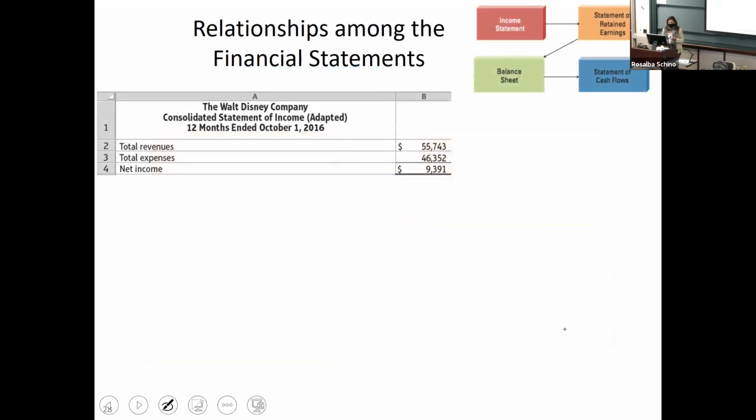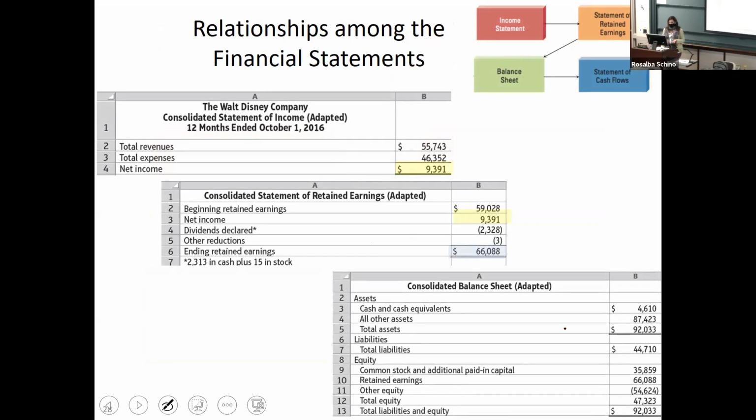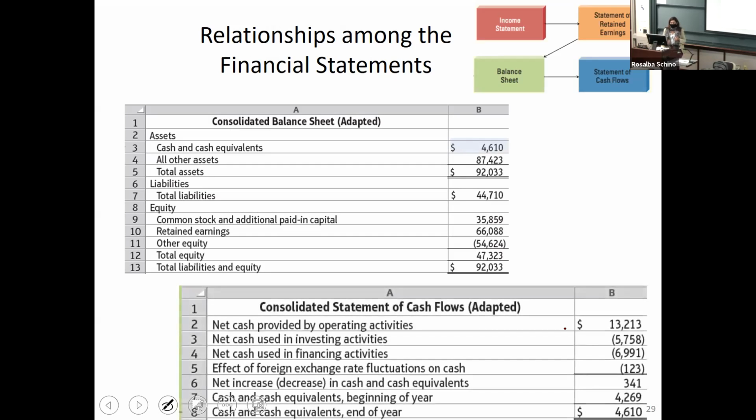If you look at Walt Disney, my net income is $9,391,000 as of October 1st, 2016. I plug that into the statement of retained earnings and I get the ending retained earnings. Then I put that ending retained earnings into my balance sheet, and at that point I can tie my assets with liabilities plus claims. If I show the balance sheet again over here, cash of $4,610,000 will tie with the $4,610,000 that I have at the bottom line of cash and cash equivalent for the statement of cash flow.